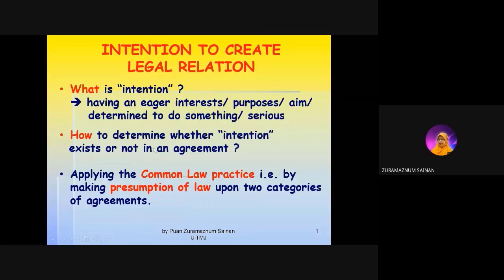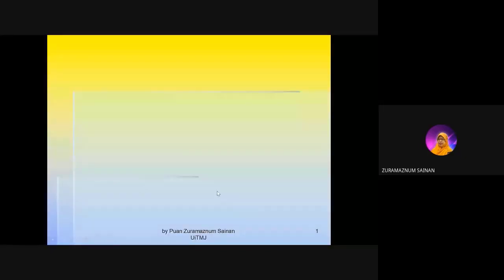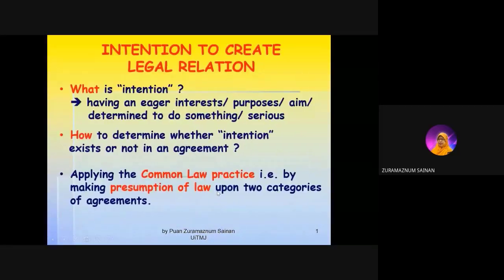Mesti ada niat. Right, so how to determine the intention? This is the problem. We want to determine whether the parties have the intention or not. Dah tahu intention ni is very important to make a valid binding contract. If there is no intention, then the agreement is not valid. The agreement is not binding.